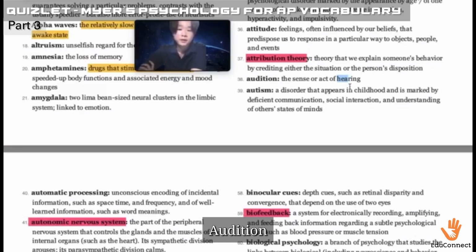So also in AP psychology, audition is the sense or act of hearing. So although they have different meanings, because they have similar definitions and similar components that make up the definition of audition in AP psychology terms, it might be easier for you if you connect these words with other words that you already know, right? So through these wordplay tactics, it might be easier for you to memorize these words better. So this is just a tip that I used while taking the AP psychology exam.